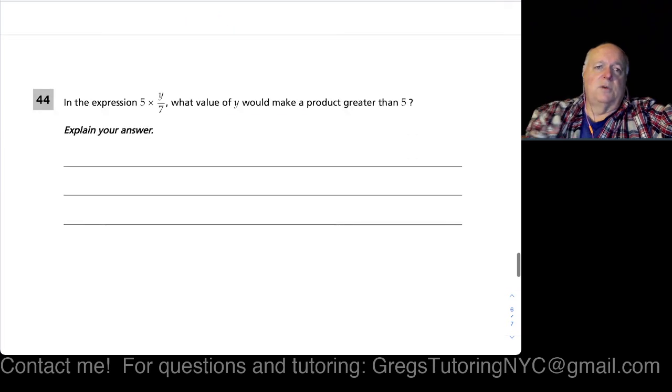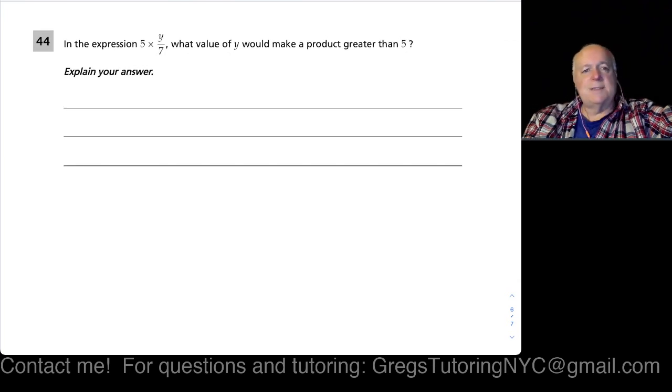Okay, 44, we saw this in the part 4 one. I don't know what section I did it in, but it says to explain something here. And in the explanation, you have to give the mathematical premise and support. You just can't say 1 and 1 is 2 because it is. All right, so in the expression 5 times y over 7, what value of y would make a product greater? So you have to answer that and explain why.